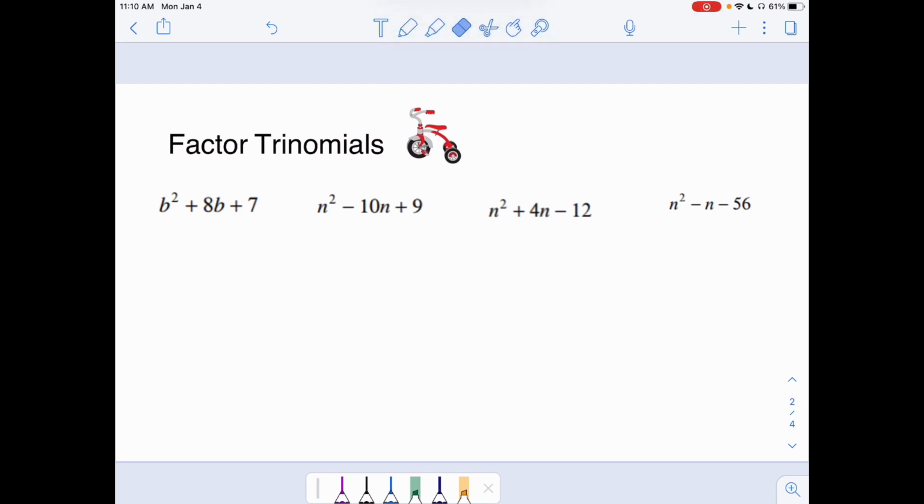Today we're going to learn how to factor trinomials. Remember, tri means three. As in a tricycle has three wheels, a trinomial has three terms. So let's learn how to factor them.